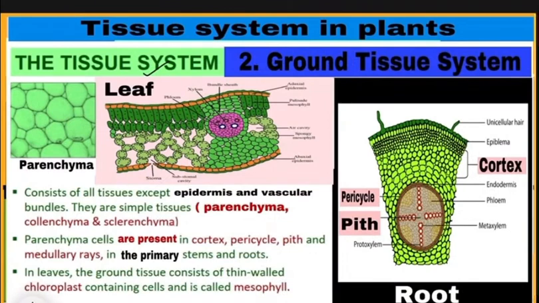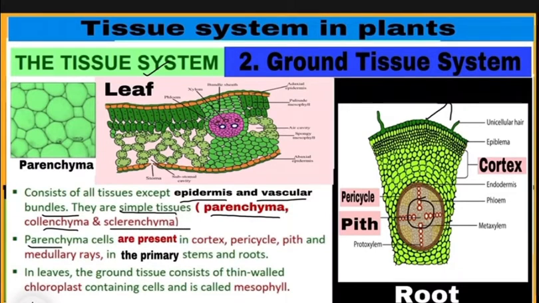Second type of tissue system is ground tissue system. It consists of all tissues except epidermis and vascular bundles. They are simple tissues, either made up of parenchyma, collenchyma and sclerenchyma.